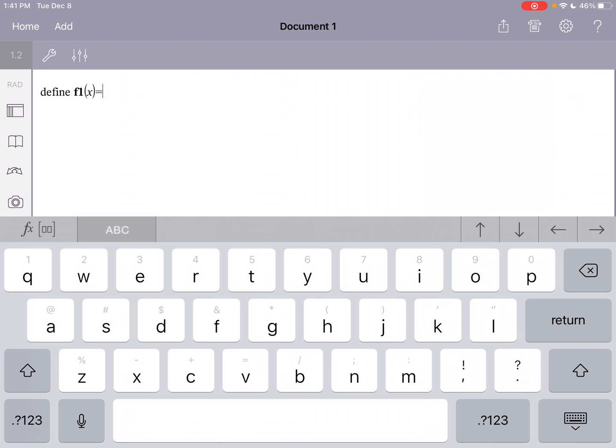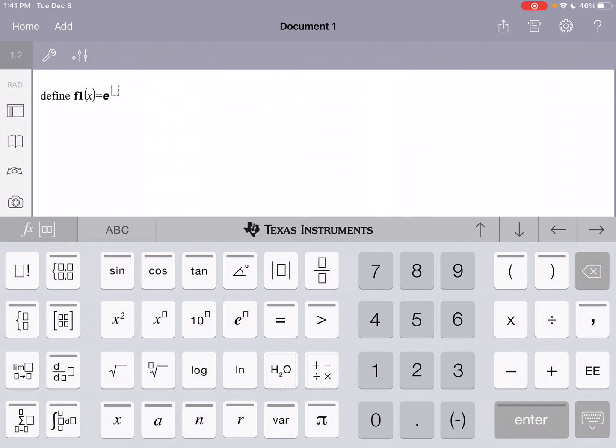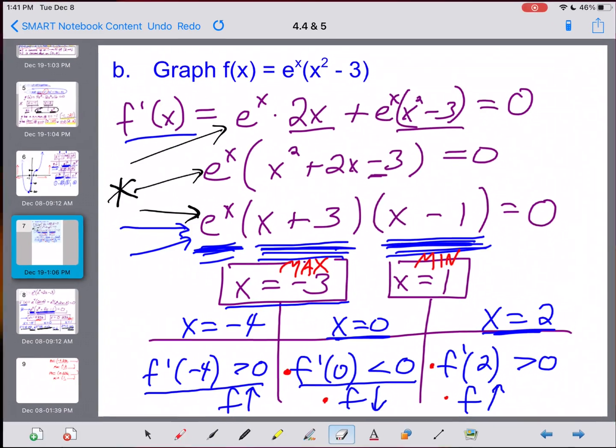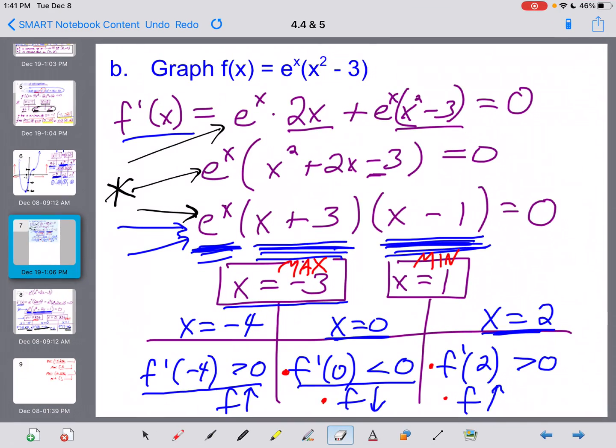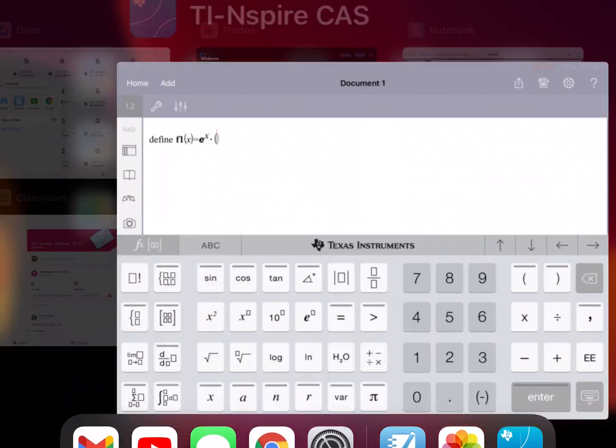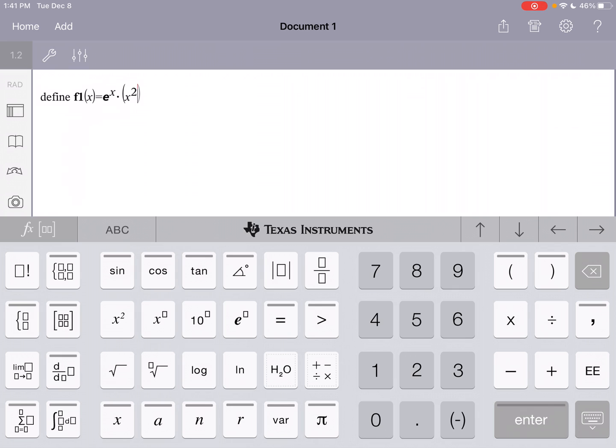f1 of x is equal to, and then here we go, guys. This function was e to the x power, let's get out of that exponent now, multiplied by, let's see, right up at the top there, x squared minus 3. Okay, e to the x times x squared, and then a minus 3, and that should do it for the definition.